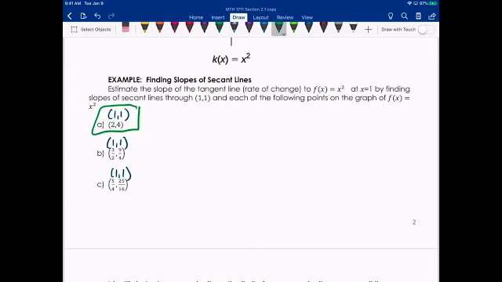Okay, so when I find the slope of the line for part A, I'm going to take the change in my y's, which is 4 minus 1, over the change in my x's, which is 2 minus 1, and that's going to give me 3.